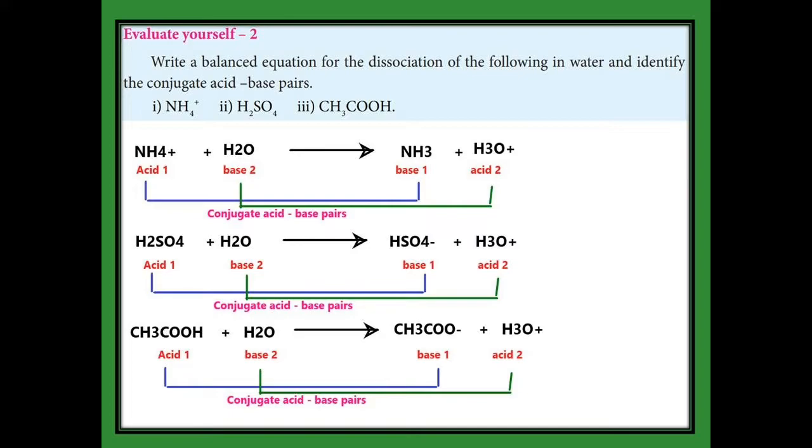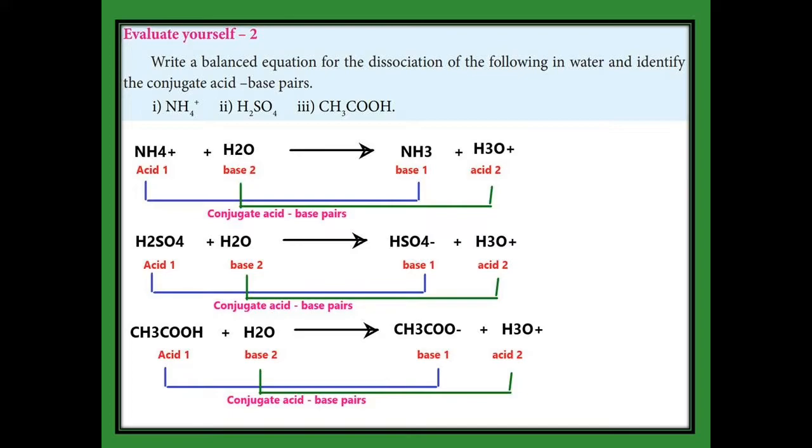In this example, we have to find the conjugate acid-base pairs. First one, NH4 plus reacts with water. The NH4 plus gives one proton to water. So water changes to H3O plus, and NH4 plus changes to NH3. Now, among the reactants, which one is giving the proton? NH4 plus gives the proton, so this is the acid, and the pair is NH3. So acid 1 and base 1 is a conjugate pair.